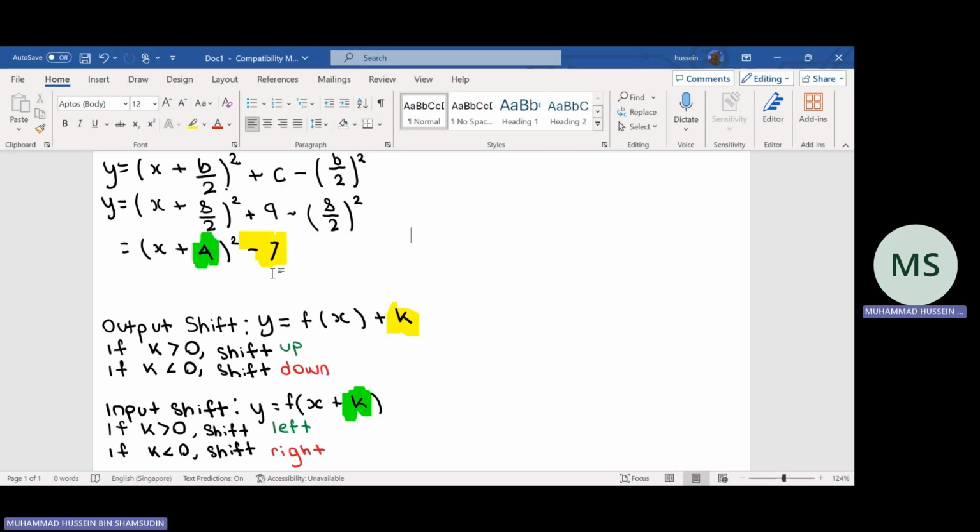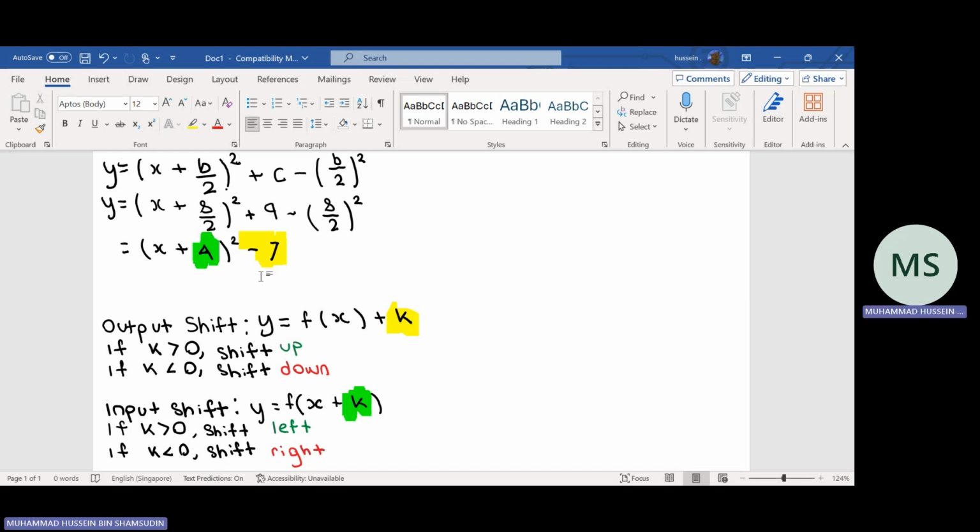For question 4, inputting the values of b and c into the completed square form, we would get y equals bracket x plus 8 over 2 squared plus 9 minus bracket 8 over 2 squared. And solving, we will get bracket x plus 4 squared minus 7. And do take note of the values highlighted as well as their placement in relation with the bracket.